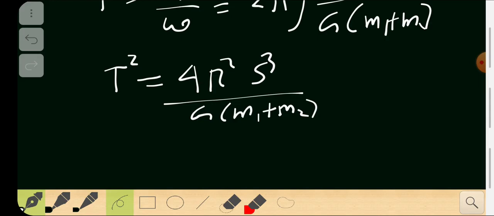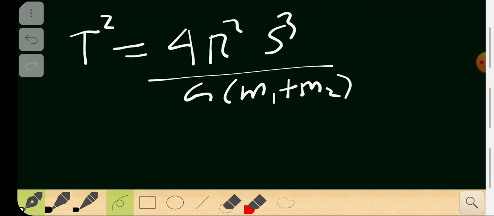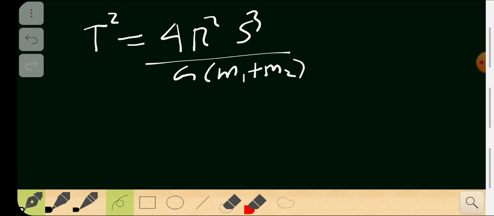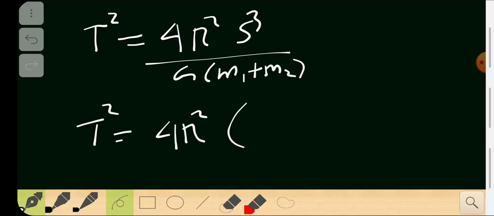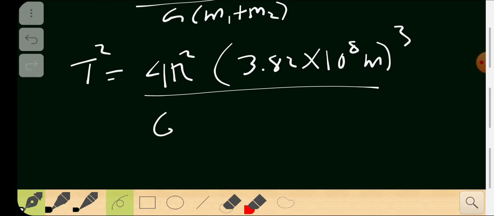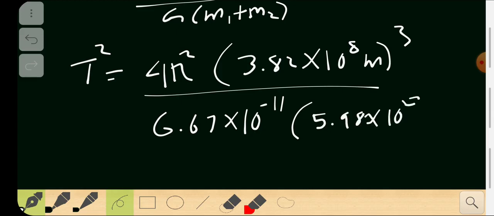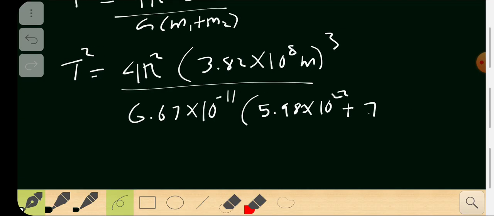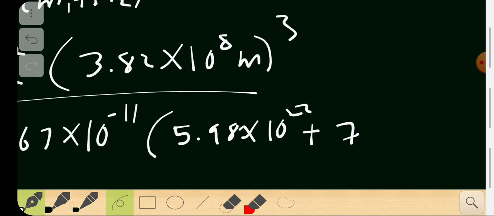And now you can substitute for the values very simply, right? For this compound system, you can substitute the values: m1 can be the mass of the earth and m2 can be the mass of the moon, it doesn't matter. So T square must be equal to 4 pi square times the distance between the earth and the moon, which is 3.82 times 10 to the power 8 meters, the whole cube, divided by G, which is 6.67 times 10 to the power minus 11, times the mass of the earth, 5.98 times 10 to the power 24, plus the mass of the moon, which is 7.36 times 10 to the power 22. These are facts you can use, just numbers, right?